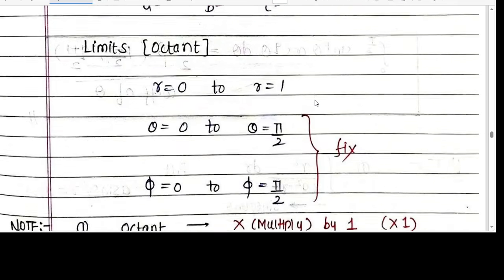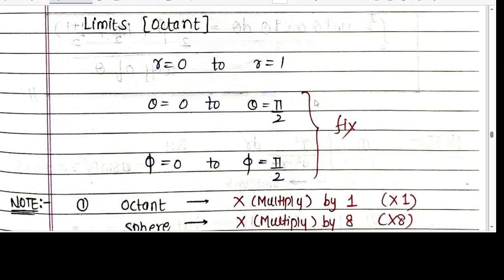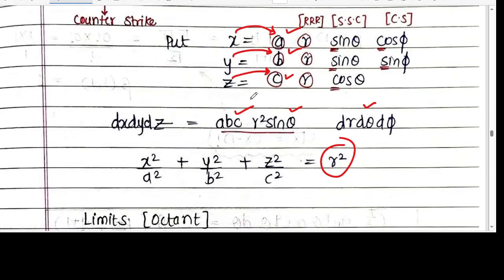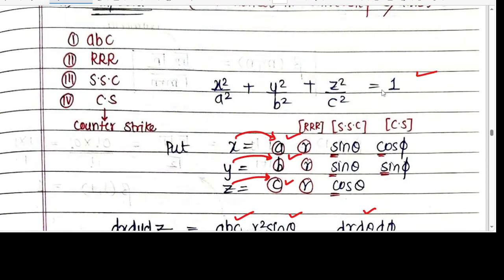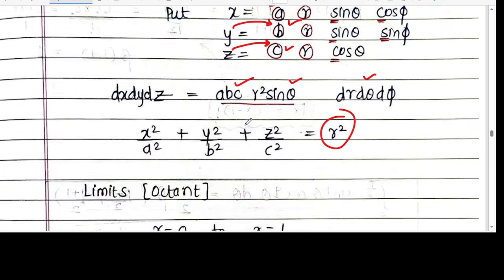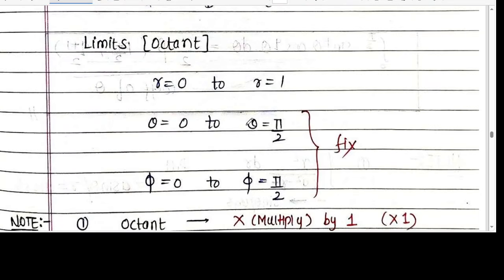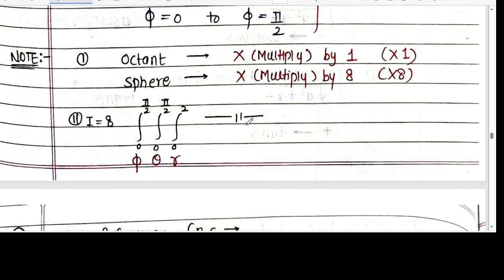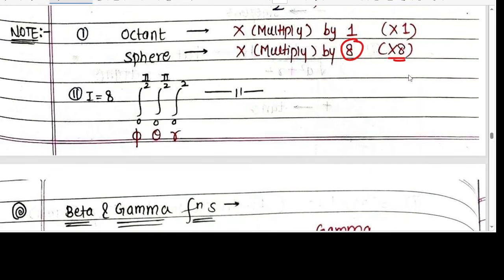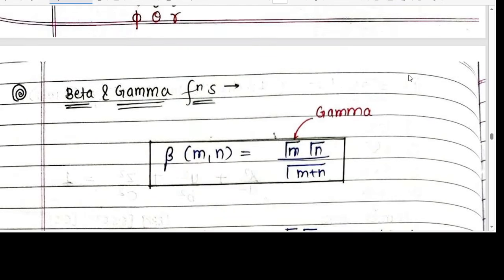Again for the first octant, r is from 0 to 1 here, because see the equation here, the RHS is 1, so r varies from 0 to 1, theta 0 to pi by 2, phi from 0 to pi by 2 for the first octant. And if you want it for the full ellipsoid, you just need to multiply by 8. Okay, now the next is beta and gamma function.